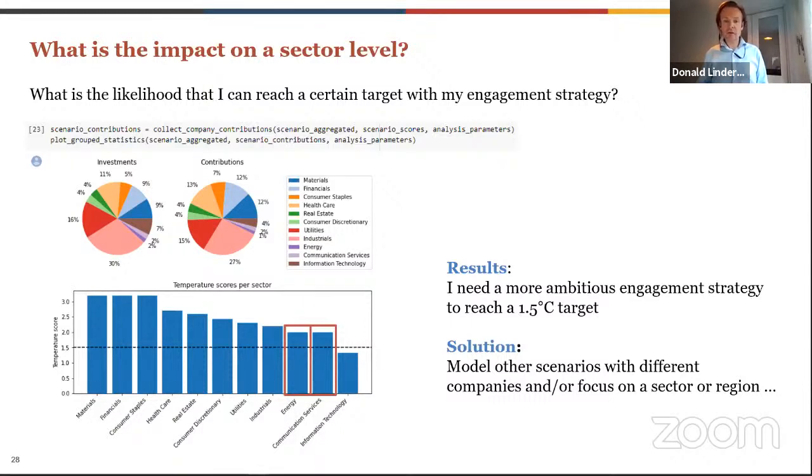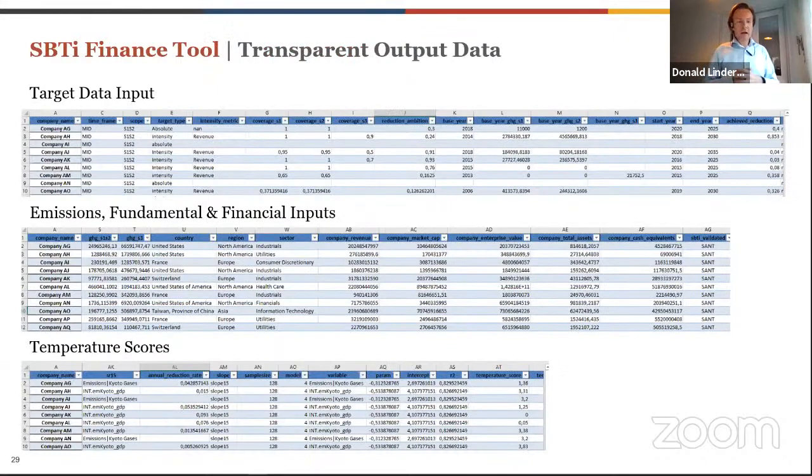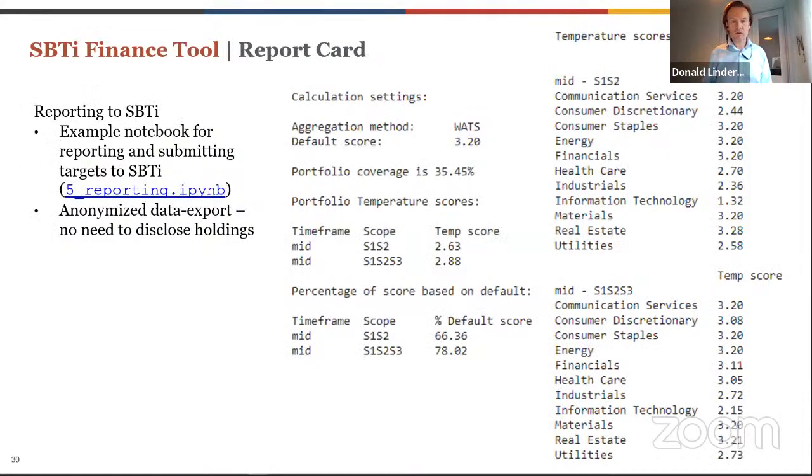So the solution here is obviously to model other scenarios with different companies and focus on other sectors and regions. And you can do that either through the tool, or you can obviously output and dump all the data that you get out of the tool as a data dump, which is what we see here: target data, emissions and fundamentals and financials, input and temperature score. So as I said, this gives you the transparency to follow everything from the first to the last calculation through this tool.